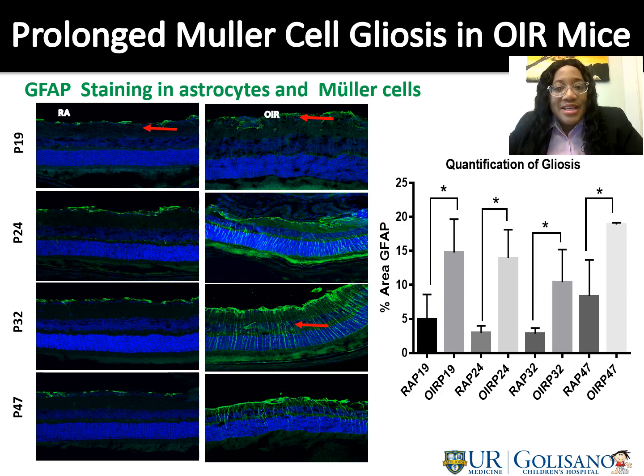The Mueller cells span the entire retinal cross-section from the inner limiting to the outer limiting membrane. It is interesting to note here that there were no GFAP positive Mueller cells in Romer mice, but there was increased GFAP staining in OIR mice with a peak at P32, persistent until P47 in the adult OIR mice.